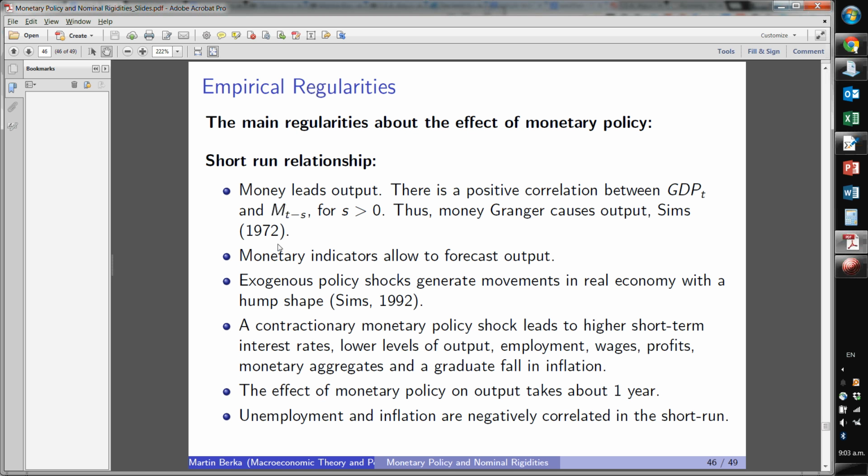So monetary policy works for up to a year. But then, once prices change, not much is going on. So it would be neutral. It just goes higher prices, but nothing else.